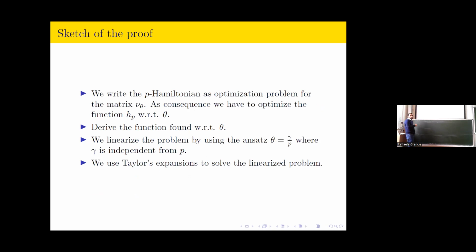Then we write the P Hamiltonian, making all the computation, obtaining in this way a problem of finding the solution for only one variable. And then we can differentiate this function with respect to theta, and then we can use the following ansatz. And by using the Taylor expansion of sine and cosine, we can solve the linearized problem.